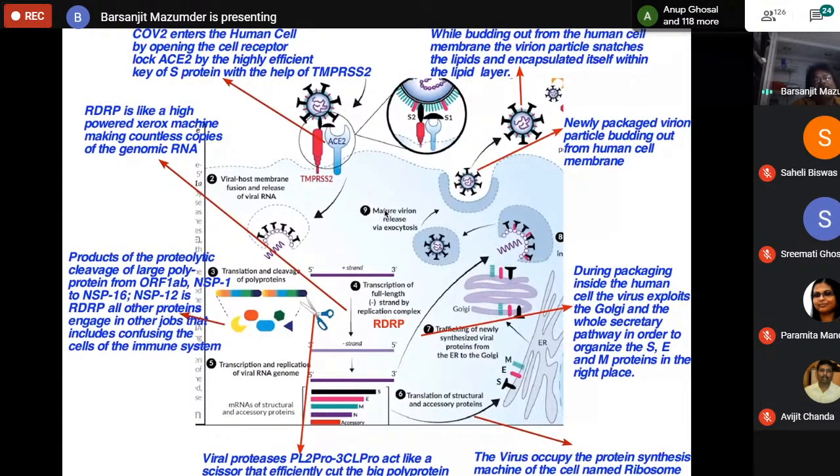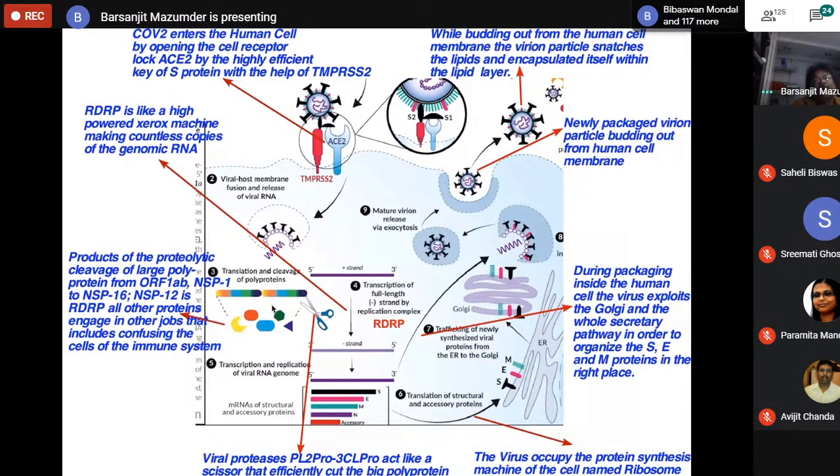So this is the life cycle of this virus. The virus infects the cell using ACE2 and TMPRSS2. This is the receptor that opens the gate for the virus, through interaction of the S protein with the ACE2 receptor, the angiotensin-converting enzyme 2 receptor. Then the virus gets entry and ejects its genomic material. The first thing the genomic material does is make the polyprotein from ORF1ab, and the viral protease 3CL Pro cuts the protein and generates different pieces.